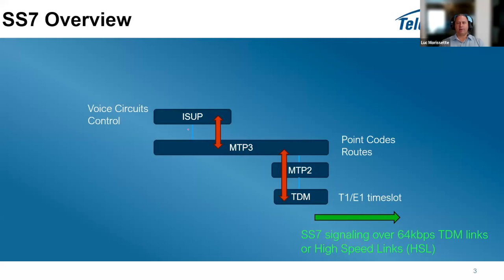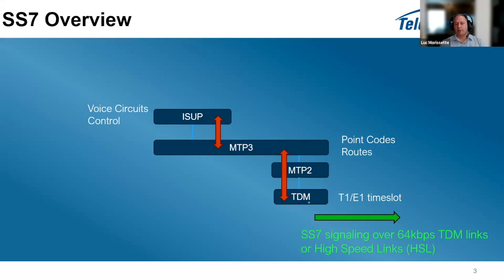Now, ISUP doesn't work by itself. It needs to connect to other levels of the protocol. And the lower layer of ISUP is MTP3. MTP3 level controls the point codes of the SS7 network, which we talked about in our MTP3 presentations. And it controls also the route. So that means where we can send the packets from the ISUP layer.